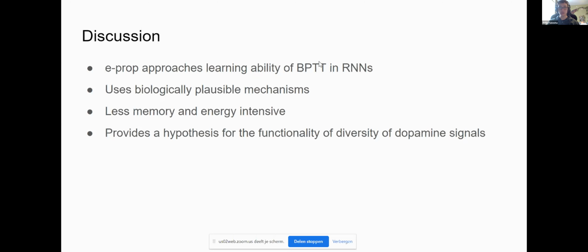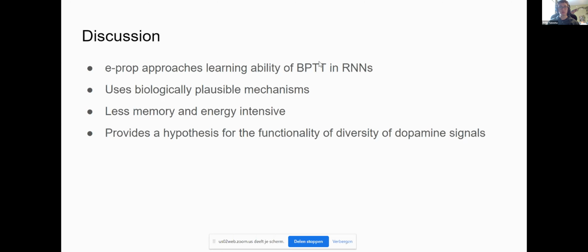Also, it uses less memory because you don't have to store the intermediate states, and it is less energy intensive. First of all, because it uses spiking instead of continuous signals, and you don't have to communicate every state to the memory and store it and then bring it back for the error computation, which also costs energy. So this makes it also a nice candidate for hardware applications.